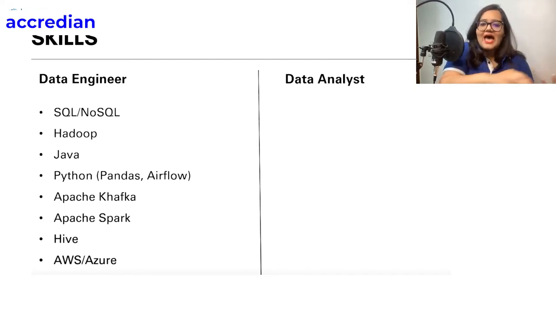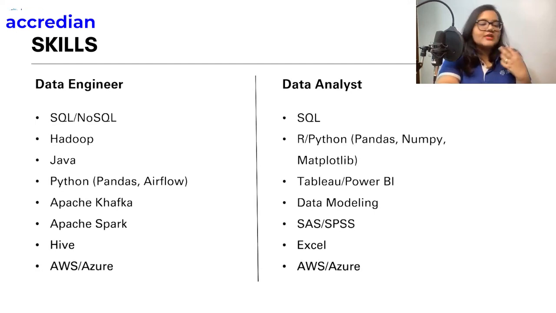Now, coming to data analysts, you're going to know things like, again, SQL, R, and Python. And within Python, you might even know things like Pandas, NumPy, and Matplotlib. You'll also need to know some type of data visualization tools like Tableau or Power BI. And you will need to know how to do data modeling, right? You may also need to know SAS or SPSS, Excel, and then some type of cloud platform like, again, AWS or Azure, right?